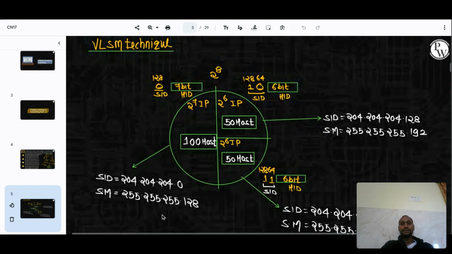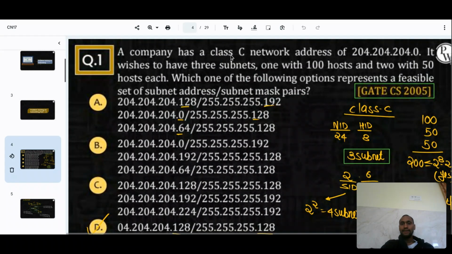So this is the VLSM technique. In the question we will find the subnet ID and subnet mask pair. So for the 100 hosts, easily you can say that it is the IP address like in the question given.